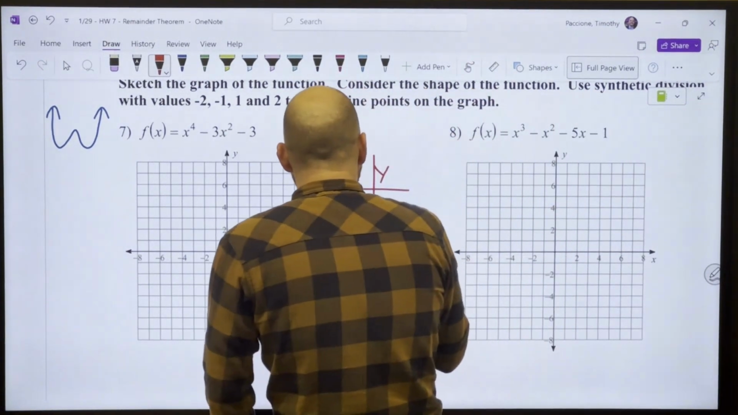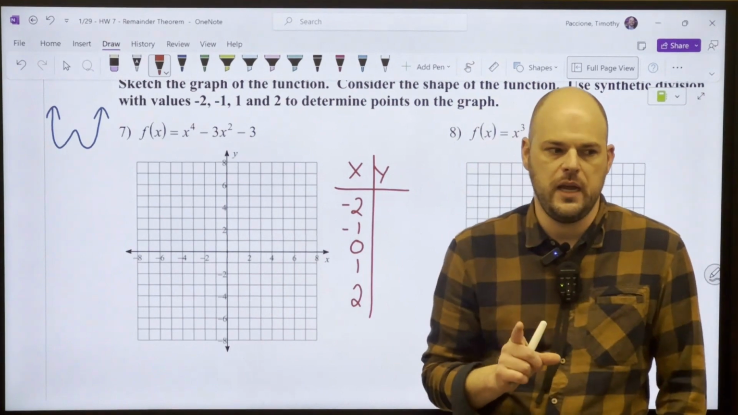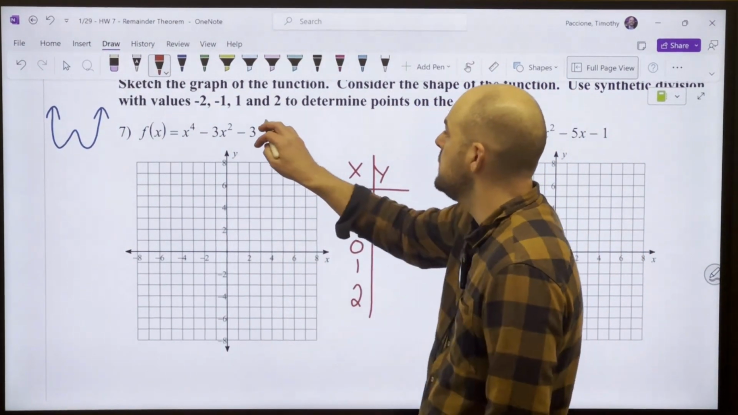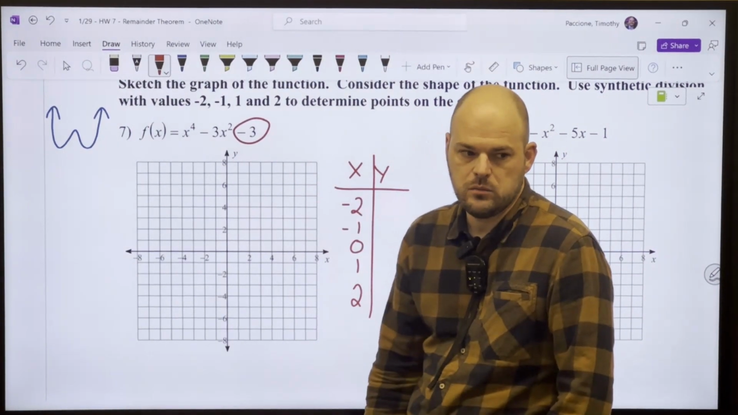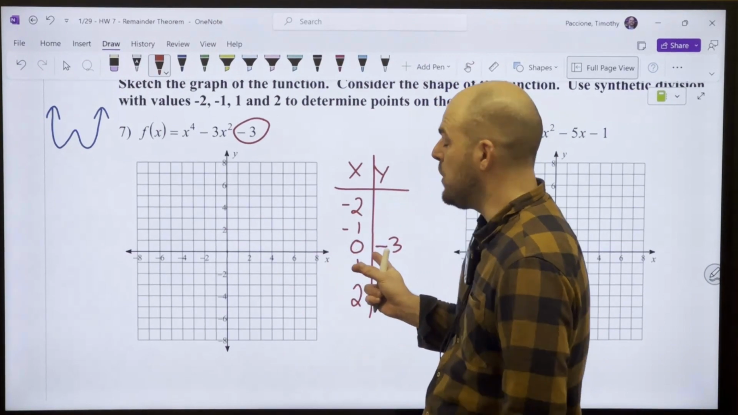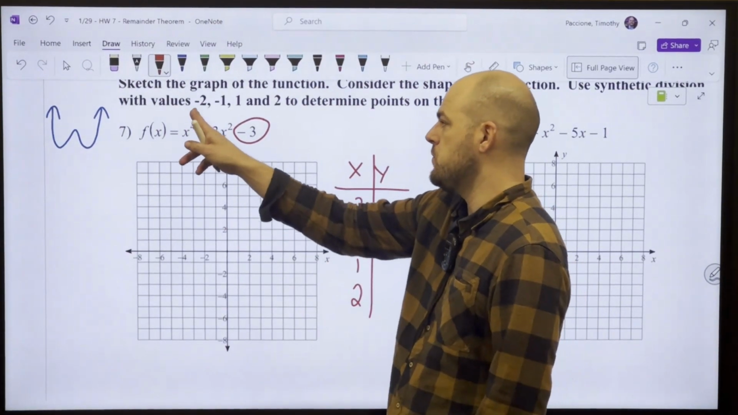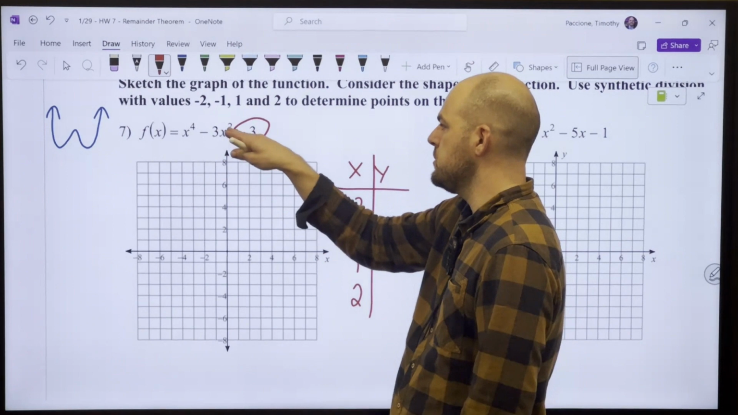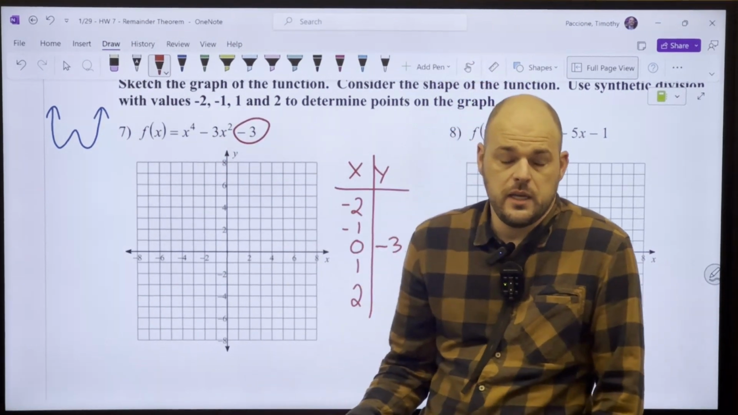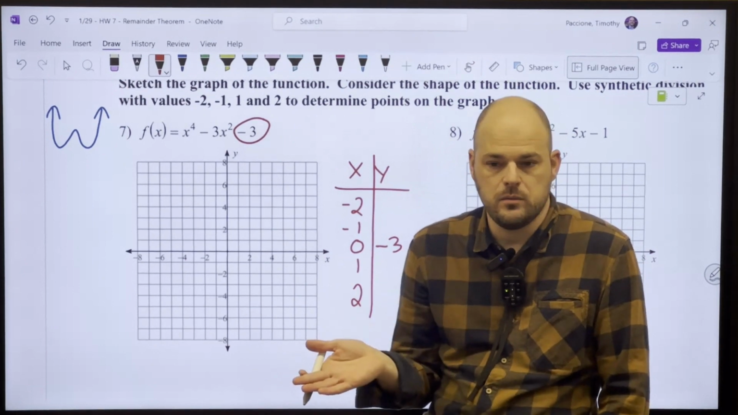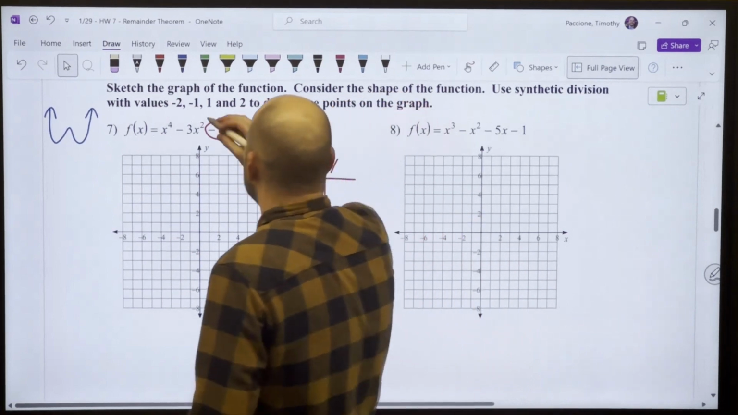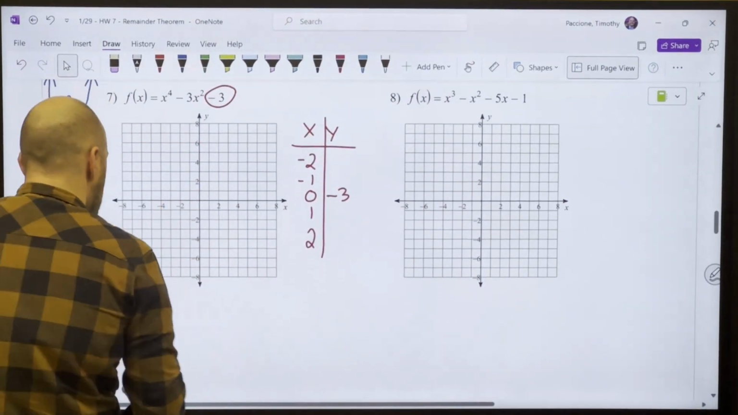Right, so it is because you should already know that, or at least you could already know that. Because my C value is always my value at 0. And why? Well, think about the old way. If I plugged in 0, 0 to the fourth, well, it's 0. -3, 0 squared, that's 0. All I have left is -3. So anytime you plug in a 0, you get the last number, right? Now, the synthetic division you would do for the other ones, and I'll do one of them, and then we'll fill it in.